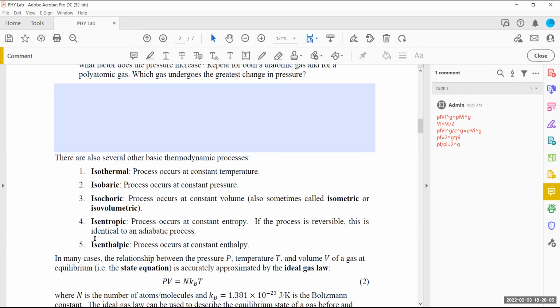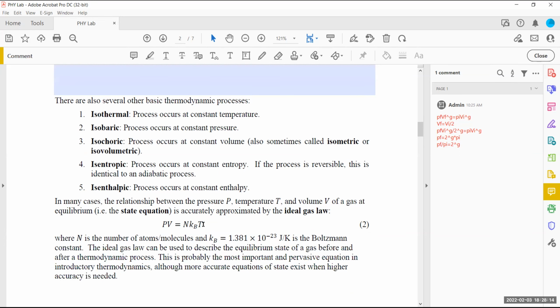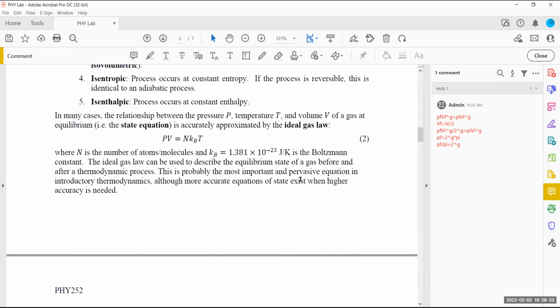But these are typical processes that we talk about. We discovered the 4 of them, all 4. This one is not part of the class. PV equal to NKBT or nRT, depending on which way you write it, where N is the number of moles in the case of R, or N is the number of the actual molecules in the case of KB. That's all. Where KB and R are just related to one another using the Avogadro's number Na, where KB is Boltzmann constant in this case.